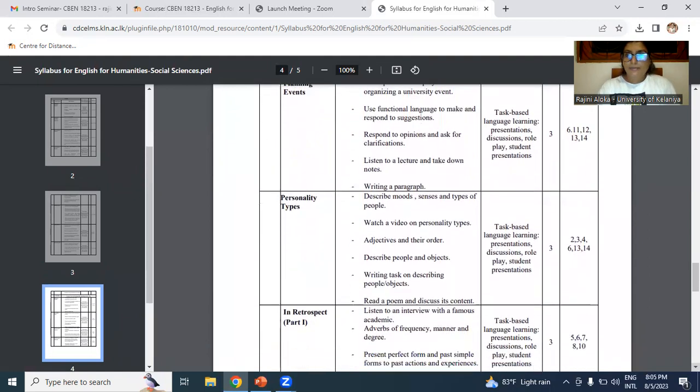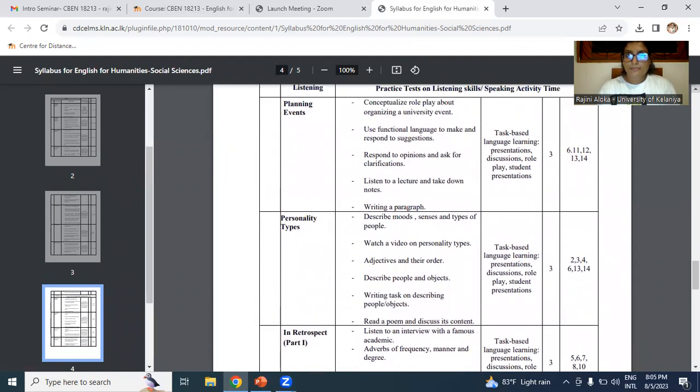Then we have planning events. The outcomes are conceptualize role play about organizing a university event, use functional language to make and respond to suggestions, respond to opinions and ask for clarifications, listen to a lecture and take down notes, writing a paragraph.